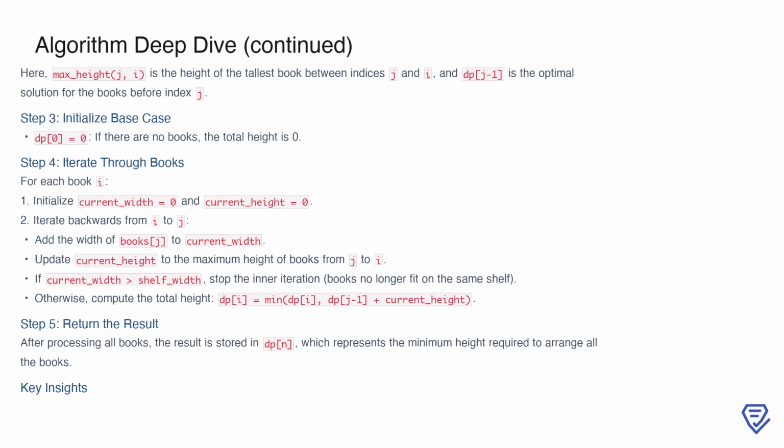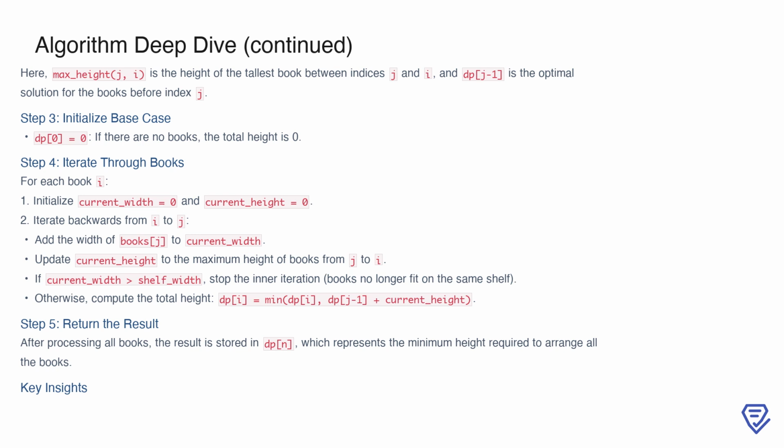Next, we iterate through all the books. For each book i, we initialize two variables, current_width to keep track of the total width of the books on the current shelf and current_height to track the maximum height among those books. Then, we iterate backwards from book i to j, updating current_width by adding the width of book j, and adjusting current_height to be the maximum height among books from j to i.